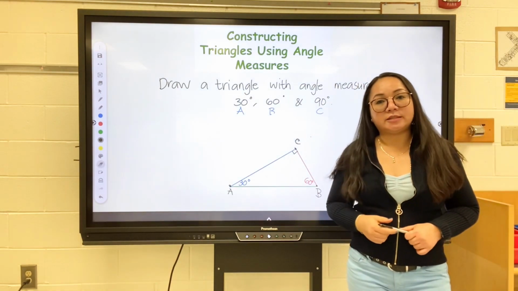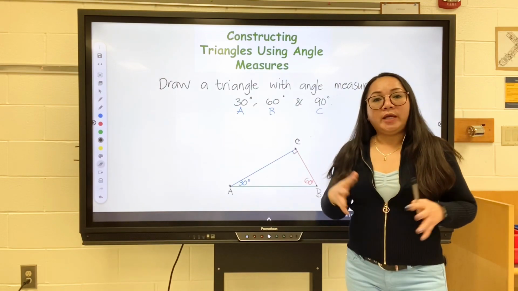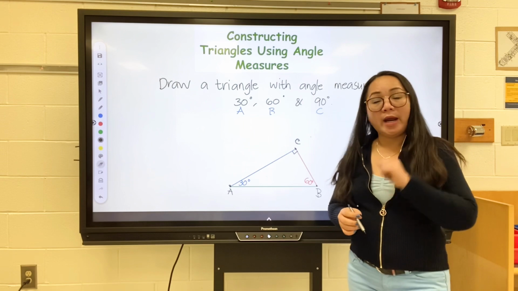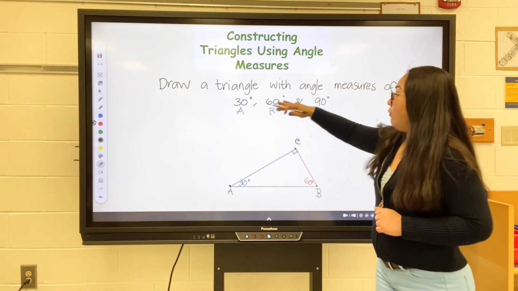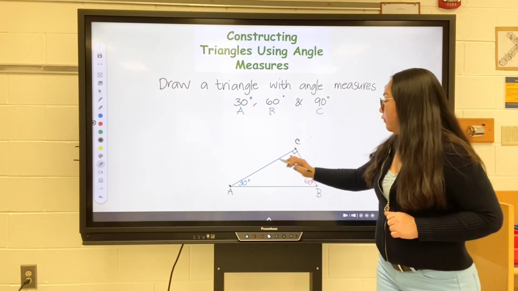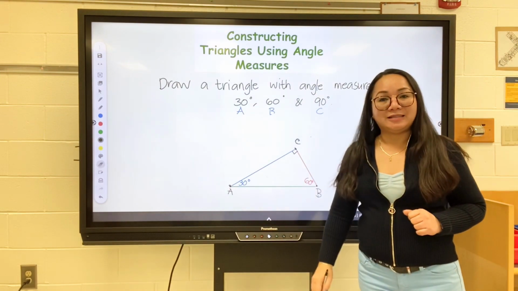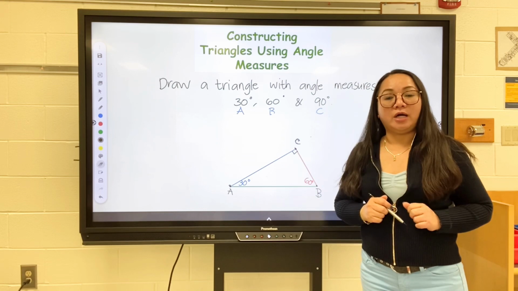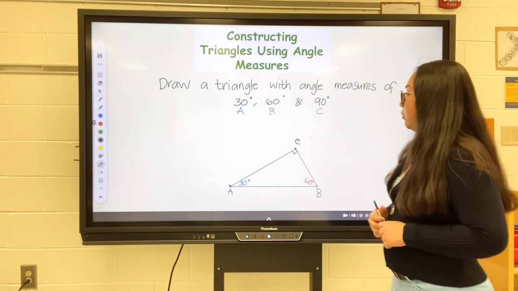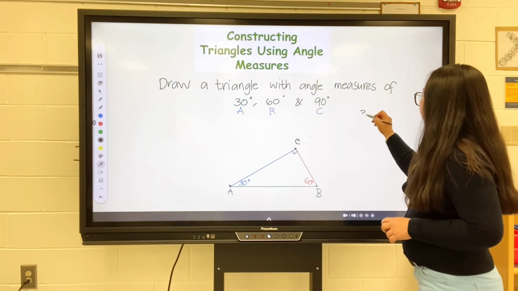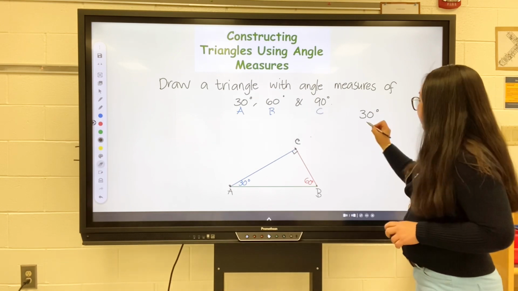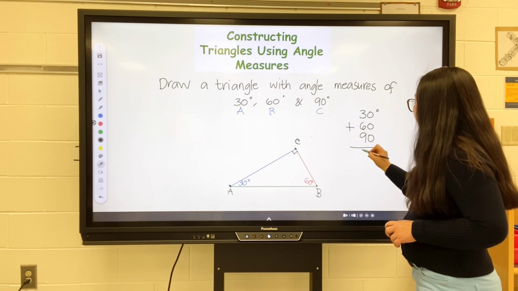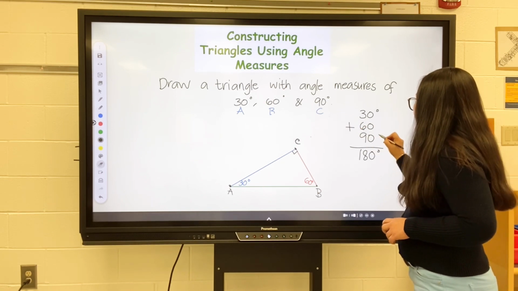Now listen to this. We can check if we can form a triangle out of the given angle measures when the sum of all the measures of the interior angles is 180 degrees. So that means you can draw a triangle. So you can check this one. That would be 30 degrees plus 60 degrees plus 90 degrees, which is 180 degrees.